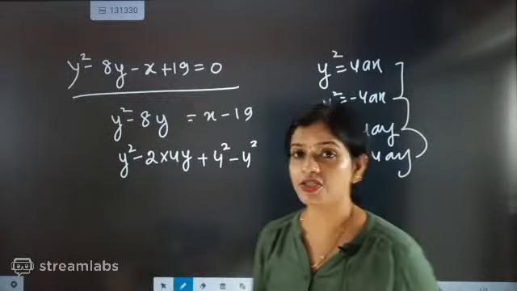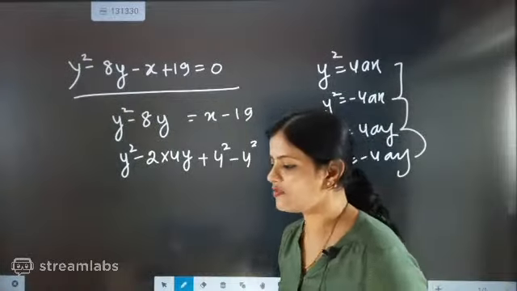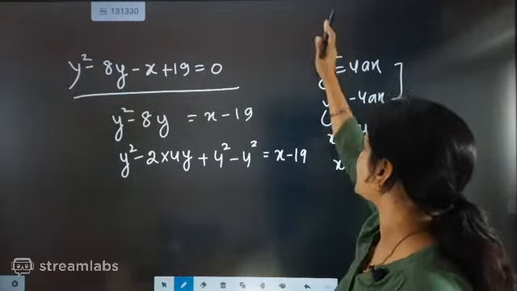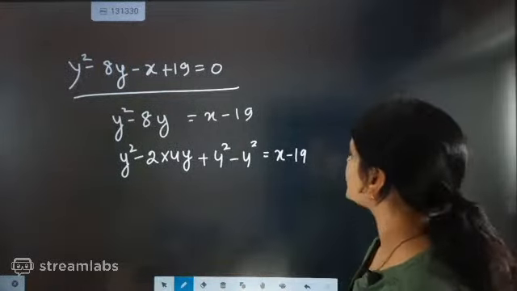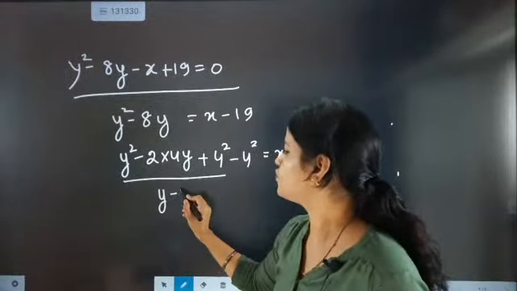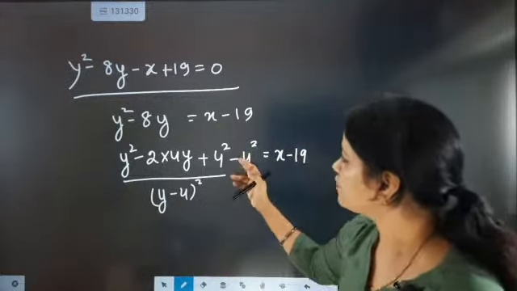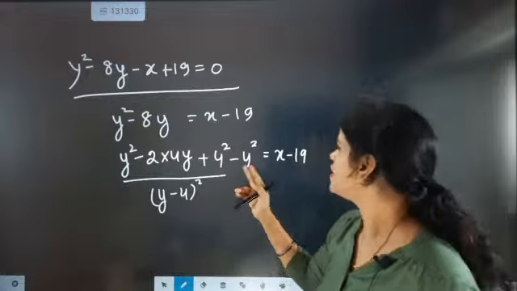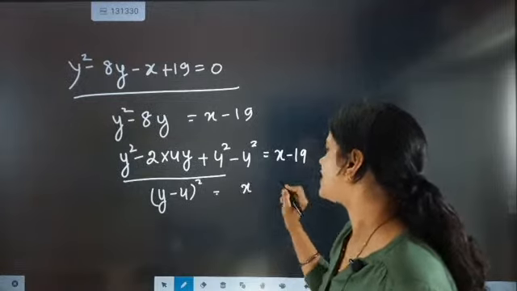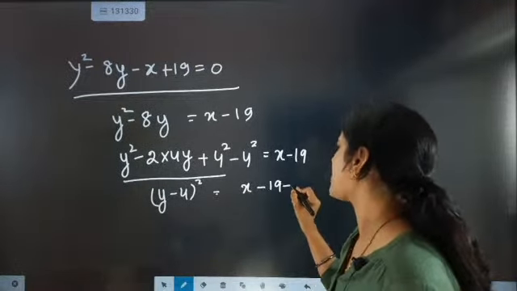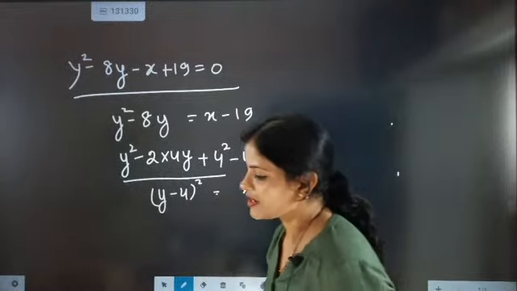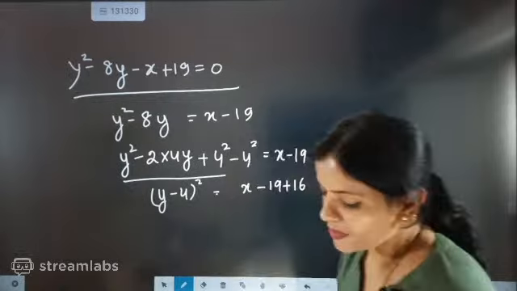To convert it into a complete square, we are going to add 4 square and subtract 4 square. The part x minus 19, I kept as it is. Now this part is going to be y minus 4 whole square. The leftover is minus 4 square, that is 16, and we will shift 16 to that side. When we shift it, it comes as x minus 19 plus 16.